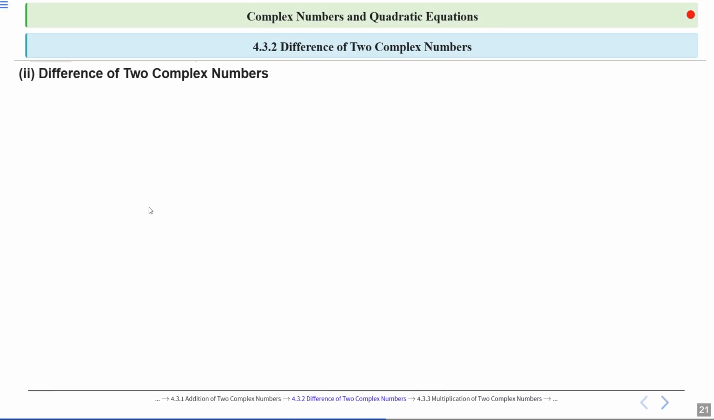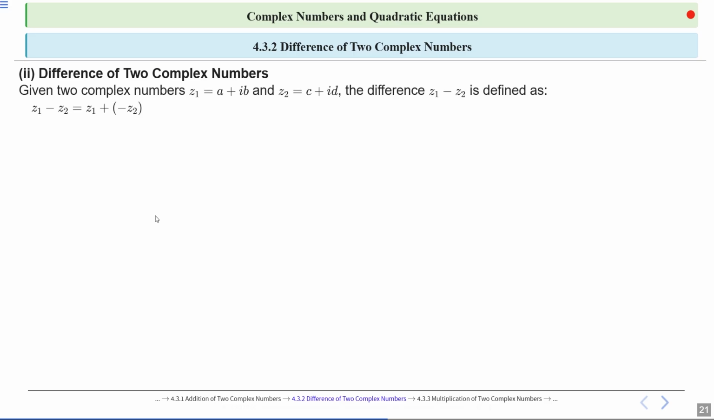Now we will discuss how to take a difference of two complex numbers. Okay, so this is an important operation in complex numbers. So just like addition, we will see how to subtract one complex number from another and what the result looks like.